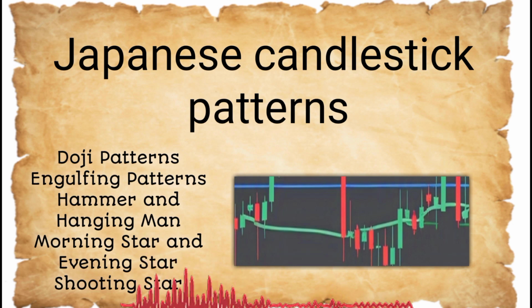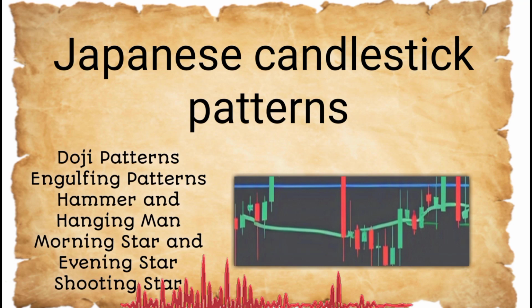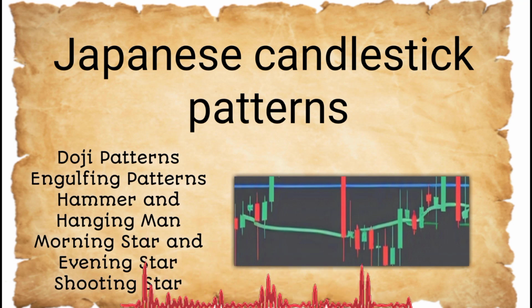Standard doji, a neutral signal that requires confirmation from the next candle. Dragonfly doji has a long lower wick and no upper wick, indicating potential bullish reversal. Gravestone doji has a long upper wick and no lower wick, signaling potential bearish reversal. Four-price doji, rare and shows complete market stagnation. A doji appearing after a strong uptrend or downtrend often signals a possible reversal. However, traders should wait for confirmation from the next candlestick before acting.